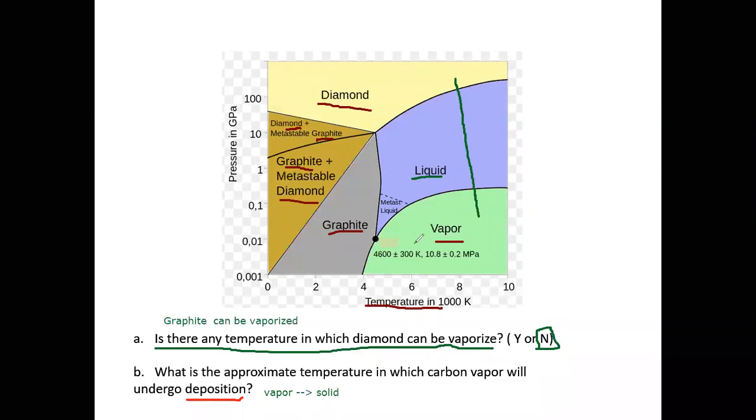And if we look here, the temperature is in the 1,000 Kelvin, so this is like 2,000 Kelvin, 4,000 Kelvin, 6,000 Kelvin, 8,000 Kelvin. So to get from diamond to graphite, you have to reduce the pressure at, say, 3,000 Kelvin. But back to this question. What is the approximate temperature at which carbon will undergo deposition? So the triple point is 4,600, and this right here is 4,000.